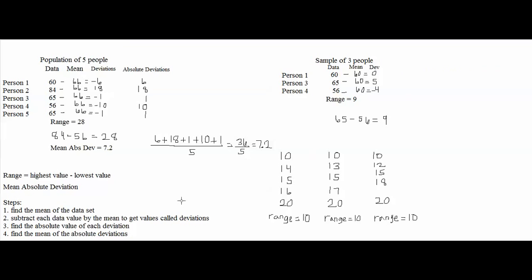That finishes step 2. Now we need to do step 3, which is finding the absolute value of each deviation. I'll write ABS DEV for absolute deviation. The absolute value of 0 is just 0. The absolute value of 5 is 5, because if it's a positive number, it just stays the way it is. And the absolute value of negative 4 is 4. We just leave off the negative sign.